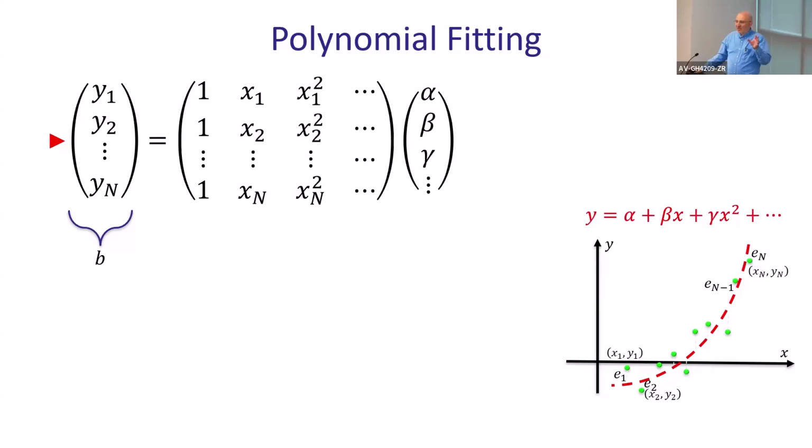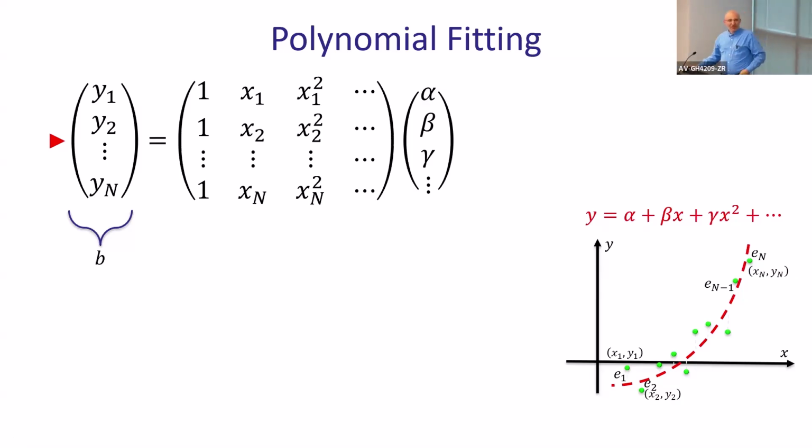But you can replace that basis with any other basis, okay? It still will work the same way. So the assumption will be that your function is something like that. You will have y equals alpha plus beta x plus gamma x squared plus whatever. You just decide how many of them you want, how many variables you want.